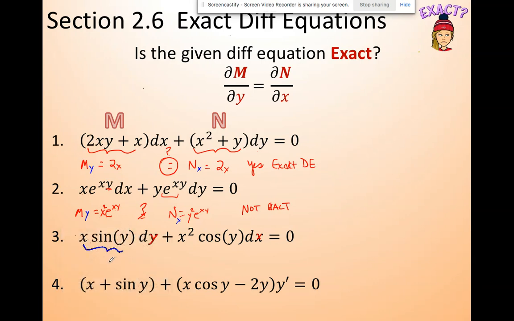This is n, and this is m, right? Just be careful that you take the partial with respect to the other variable. These are not equal. This is not exact. And look at this one. Be careful with this too. Look, you're like, whoa, where's the dx? This is really dy/dx. And you're just going to multiply everybody by dx. So you do end up with a dx here and just a dy here and still 0 here. So this is your m, this is your n. These will show up to be equal, and therefore, yes, this one is exact.